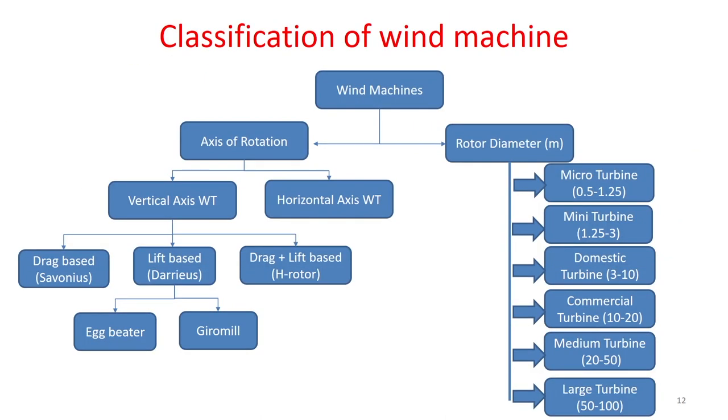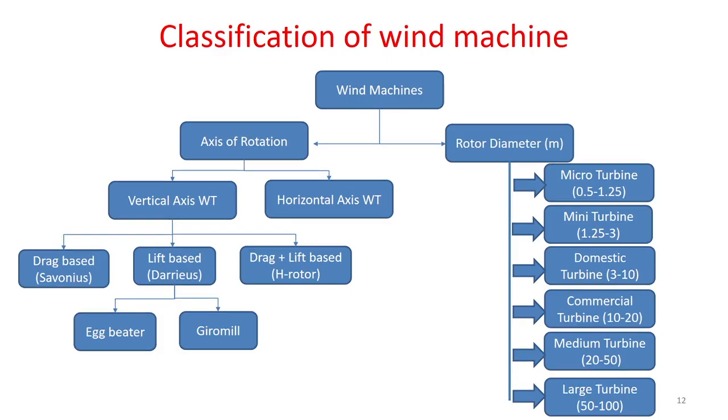So, as far as classification of wind machines is concerned, broadly wind machines are classified into two classes based on the axis of rotation of the rotor and the rotor diameter. This axis of rotation of the rotor may be vertical or horizontal. If it is vertical, it is a vertical axis wind turbine. If it is horizontal, then it is a horizontal axis wind turbine. Again, vertical axis wind turbines are classified into three classes: drag based, which is known as Savonius wind turbine, lift based, which is known as Darrieus wind turbine, and drag plus lift based is known as H rotor. And again, lift based wind turbines are classified into two classes: egg beater and gyromill.